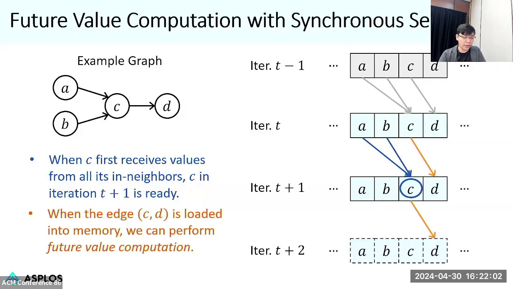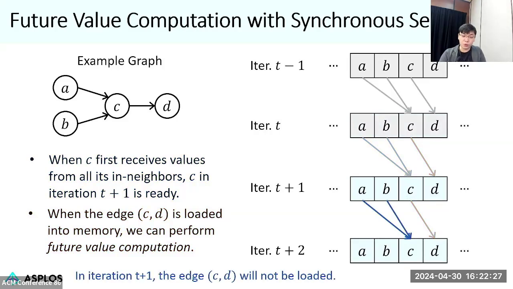Next, when we load the edge CD into memory, we can perform not only the normal computation but also the feasibility computation. The normal processing here means the update from vertex C to vertex D between iterations T and T plus 1, and the feasibility computation means the update from C to D between iterations T plus 1 and T plus 2. After doing all that, we move to the next iteration, iteration T plus 1. Then we don't need to load the edge CD anymore because it was already processed in the previous iteration. This is how the feasibility computation can help reduce I/O while ensuring the synchronous semantics.